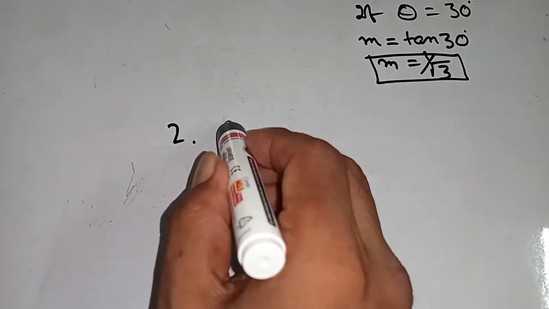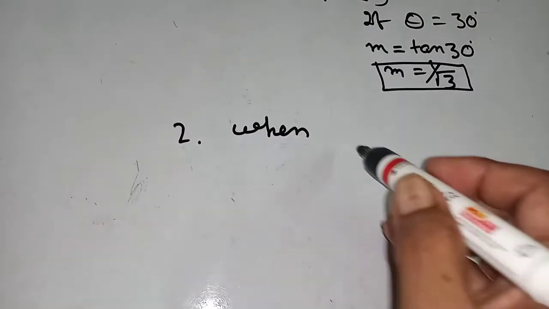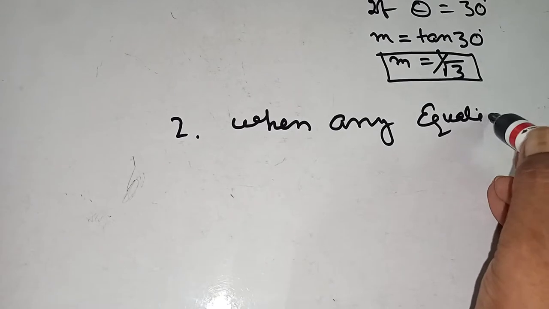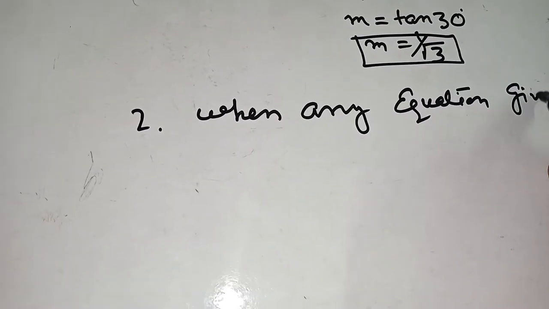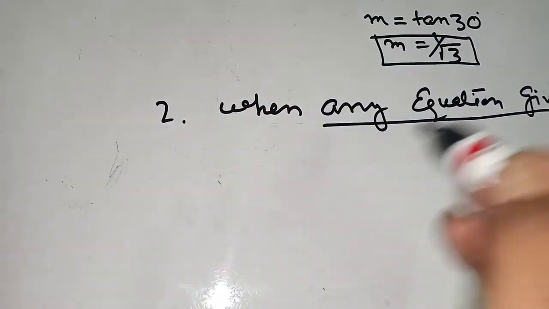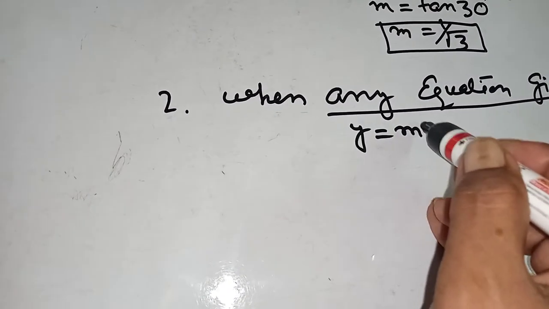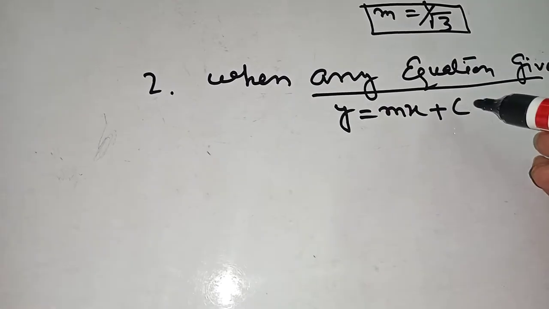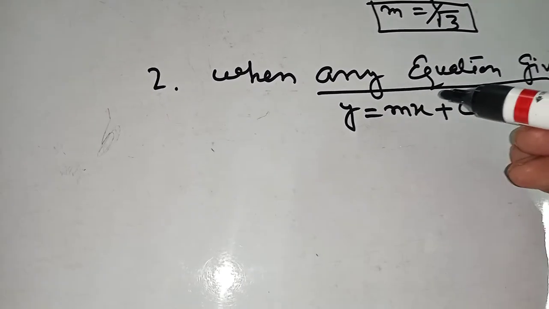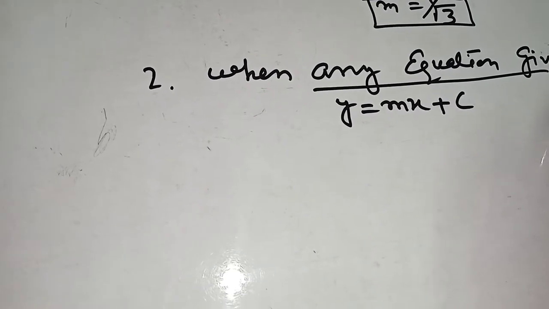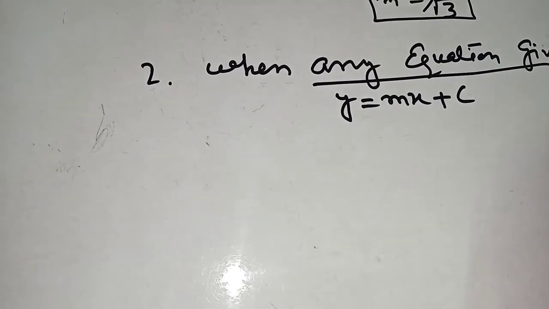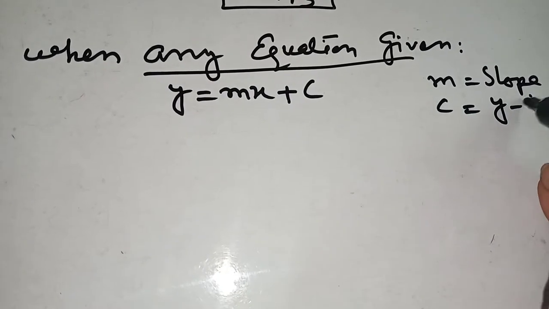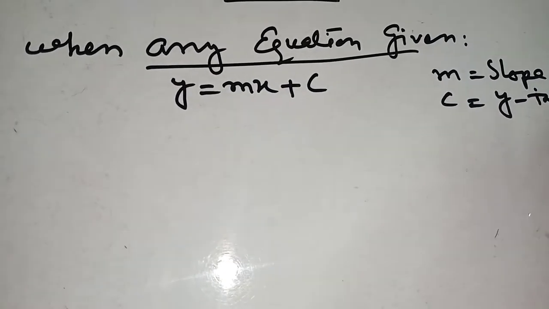2. When any equation is given, then to find the slope, you arrange the equation in this form: y equal to mx plus c, where m equal to slope, c equal to y intercept.